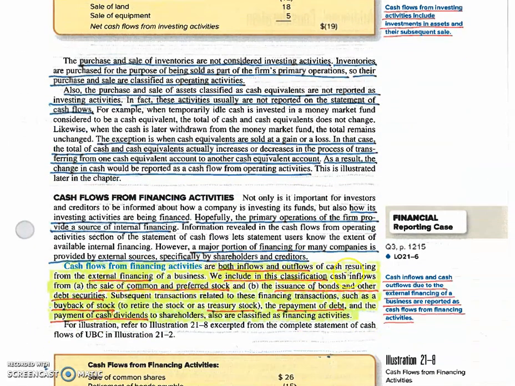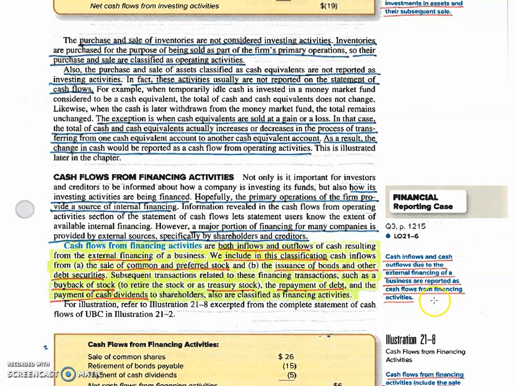Okay, financing activities, cash inflows and cash outflows due to the external financing of a business are reported as cash flows from financing activities. Now, external financing means borrowing and money invested by owners. So transactions with your own stockholders and with lenders. Now remember, interest payments are an operating activity, but dividend payments are a financing activity. Now, if you own stock and you receive dividends, dividends received on stock that you own is an operating activity.